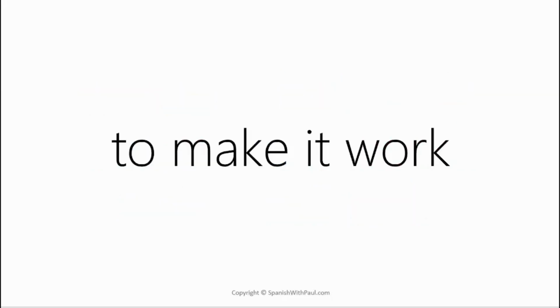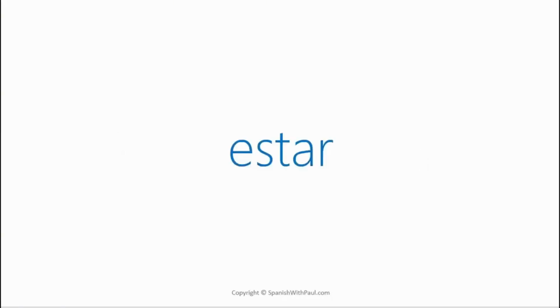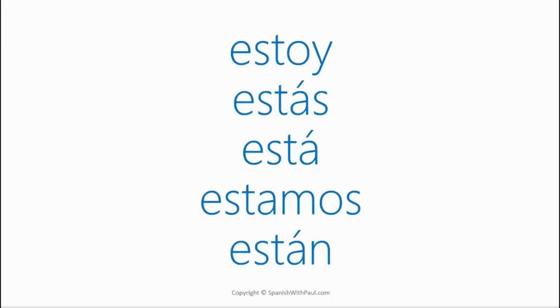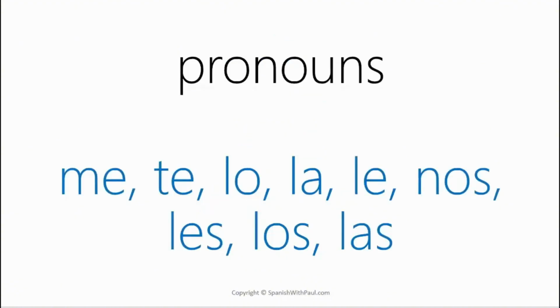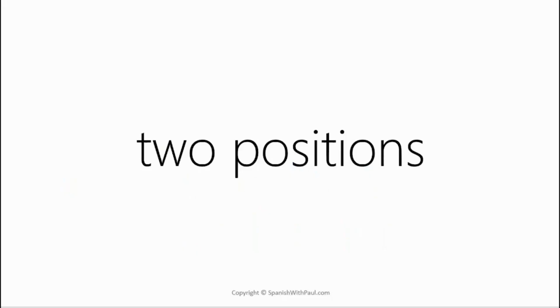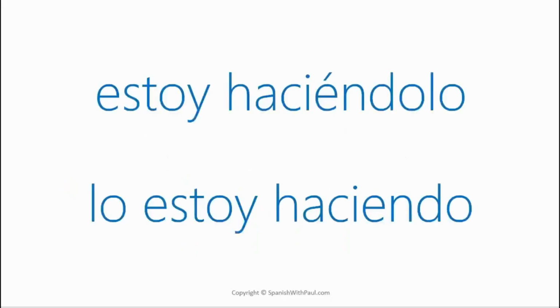Now, to make this all work and fit together, we need to conjugate into the present tense of estar. So we had estoy, estás, está, estamos, and están. Then on top of that, we looked a little bit at pronouns. And we discussed how we have basically two possible positions to put them. You can tag them on to the end of the verb, like the first example here, estoy haciéndolo. Or it can be placed at the very front, lo estoy haciendo. What we've concentrated on so far in this module is the placement of this first example here.